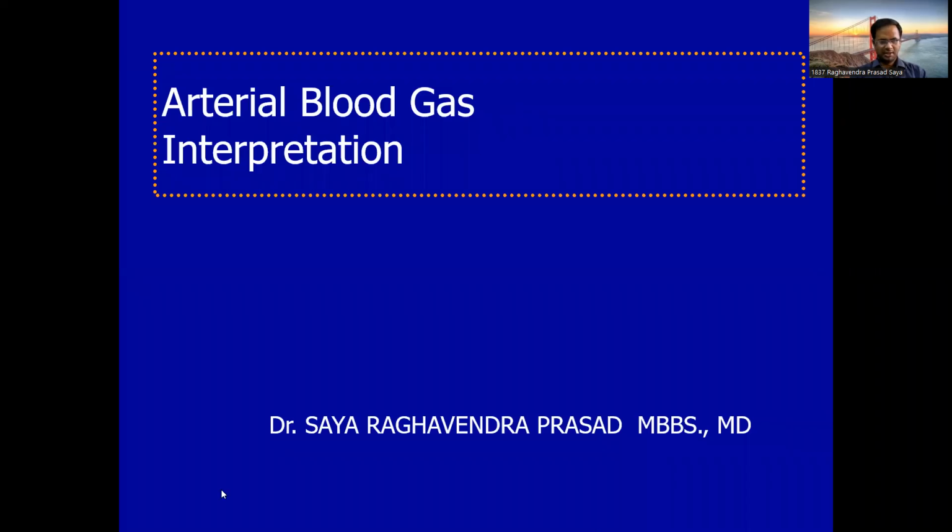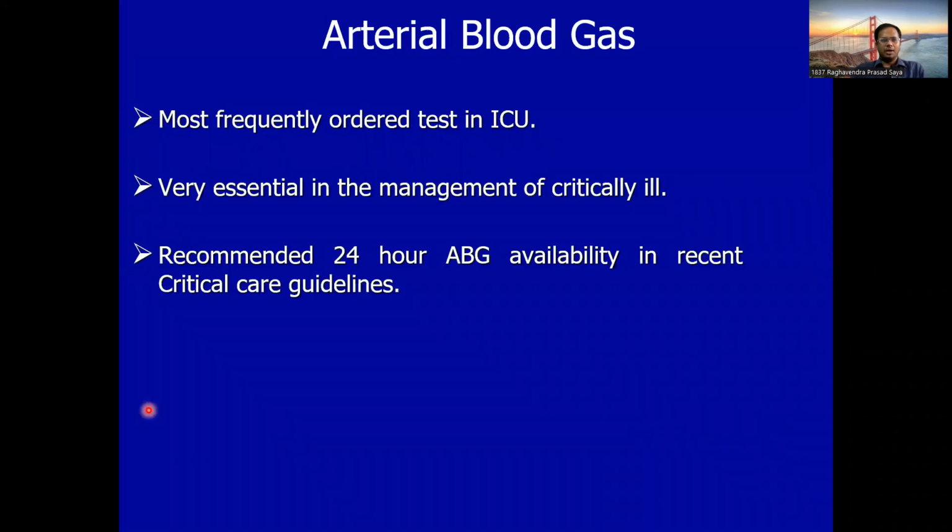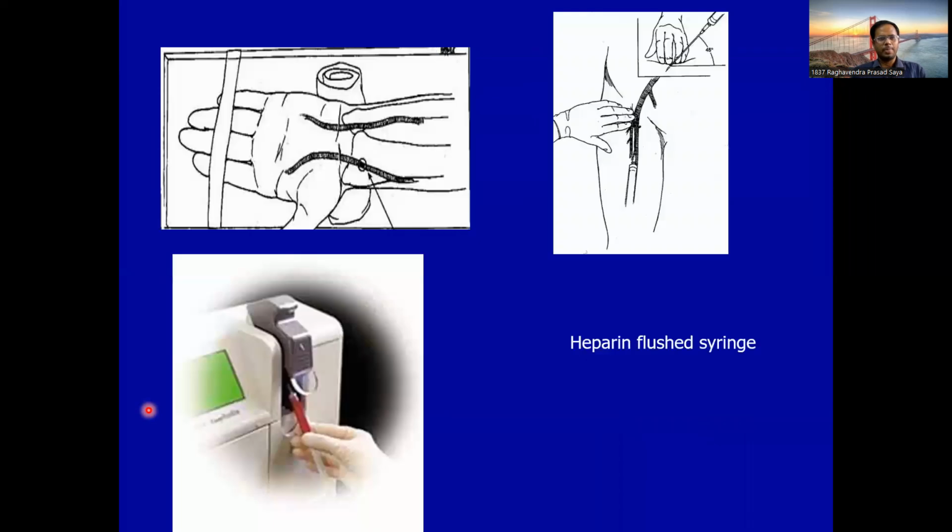So today we shall learn about arterial blood gas interpretation. Arterial blood gas interpretation is one of the most frequently ordered tests in the intensive care unit, and it is very essential in the management of critically ill patients. A 24-hour ABG availability is mandatory according to the recent critical care guidelines.